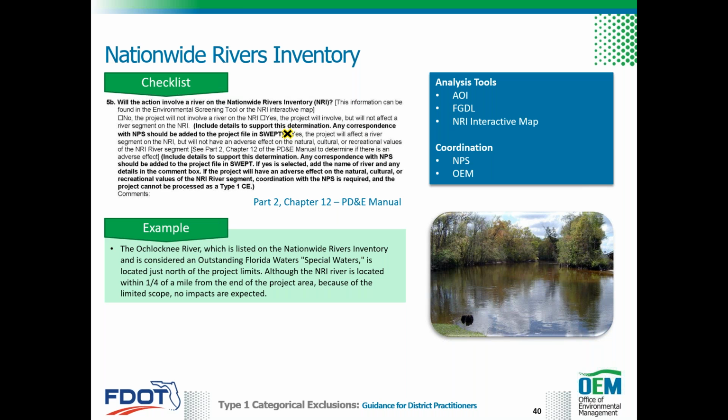If there is an adverse effect on the natural, cultural, or recreational values of the NRI river segment, then coordination with the National Park Service is required and the project cannot continue as a Type 1 CE. Now, guidance on documenting analysis and coordination on NRI listed rivers is provided in Part 2, Chapter 12 of the PD&E manual.